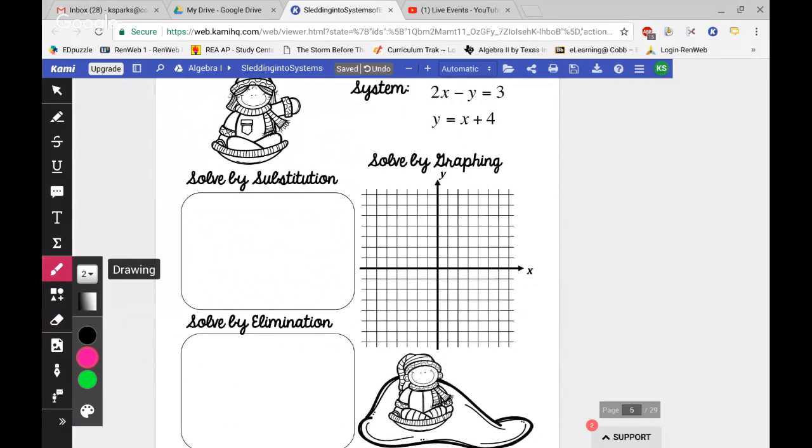So this is what is this? Page 4? Is that right? Yes, ma'am. Okay. On this one, let's just solve by substitution first. So this tells me that y equals x plus 4. So wherever there's a y, I will stick that in.